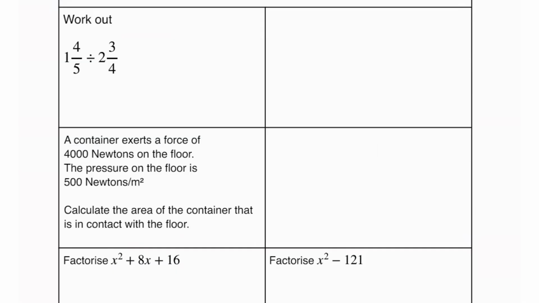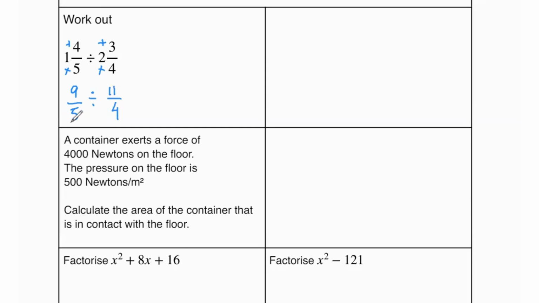Next question says, work out 1 whole number 4/5 divided by 2 whole number 3/4. So for this, what we will first do is convert the mixed numbers into improper fractions. To do that, you will multiply the denominator with the whole number and then add the result to the numerator. Hence, for the first case, we do 5 times 1, which is 5, and 5 plus 4 is 9. So it's going to be 9 over 5 divided by 2 times 4, which is 8, and 8 plus 3, which is 11. So 11 over 4.